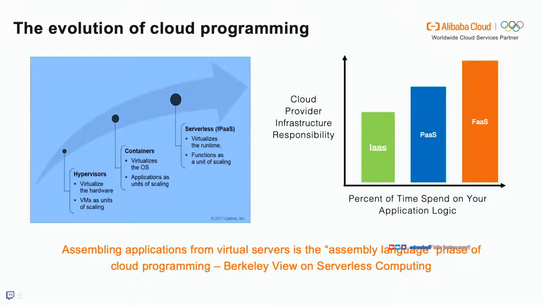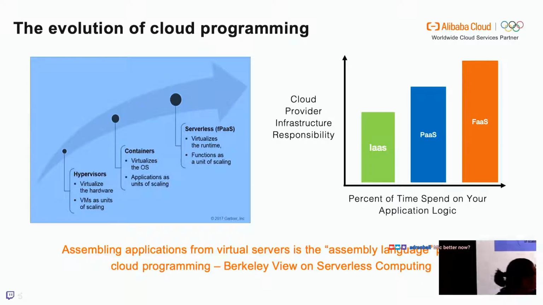You have your code, and the cloud provider will do everything for you. So you can see that as you move along the X axis and Y axis, the further you go, the more you get. This is the percentage of time spent on your logic, which means you don't have to worry about anything else. You just worry about your own app logic. So that's the basic idea.